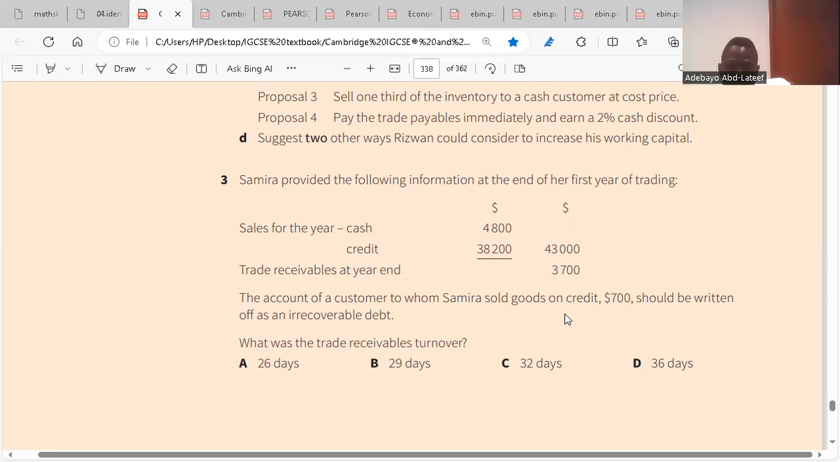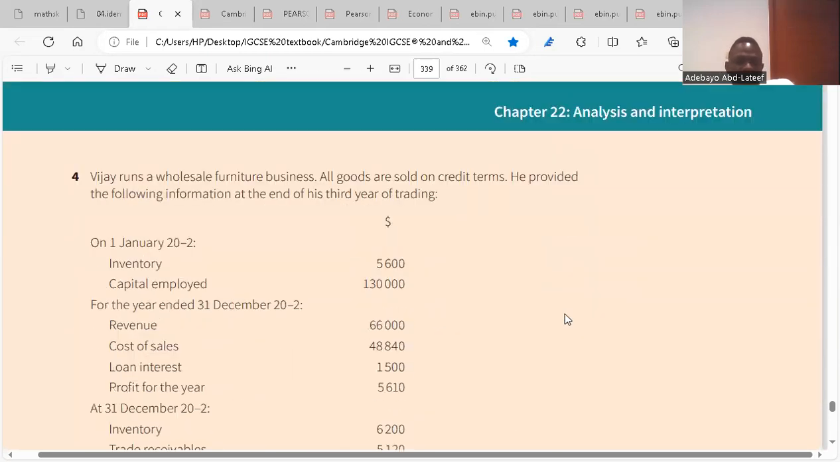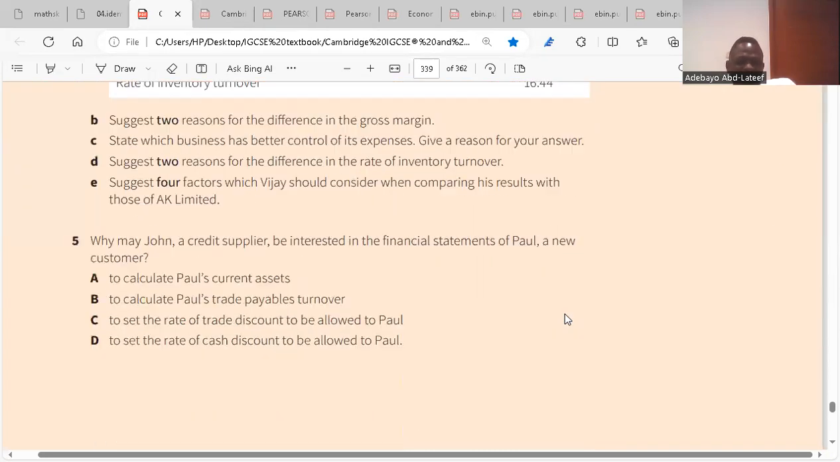Divided by credit sales, 38,200. Oh, sorry, yes. So 3,000 divided by 38,200 multiplied by 365, right? Yes. That is 28.6, which is 29 days. So 29 days, B. Okay. So I think the rest are long ones. You'll finish the book.